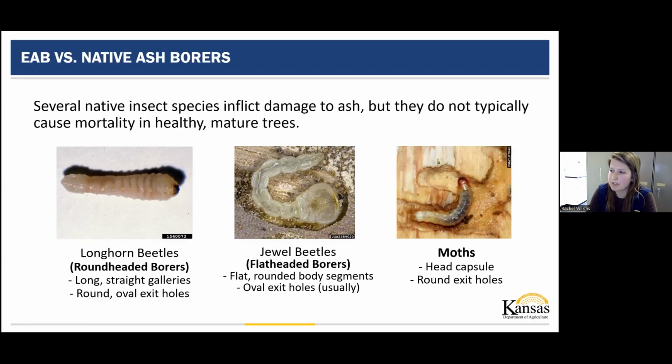And then finally for the moths, they do look pretty different from EAB larvae. One thing you can look for is that, like a lot of other butterfly and moth larvae, they will typically have a hardened head capsule, or sometimes it'll be darker in color. And then when the moths emerge from the tree as adults, they will typically create round exit holes.